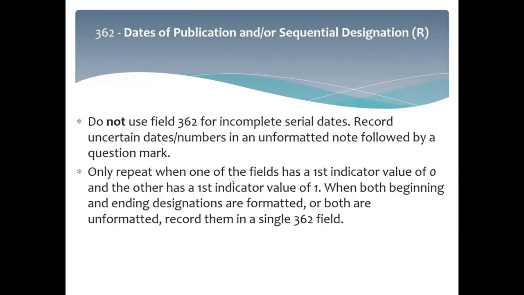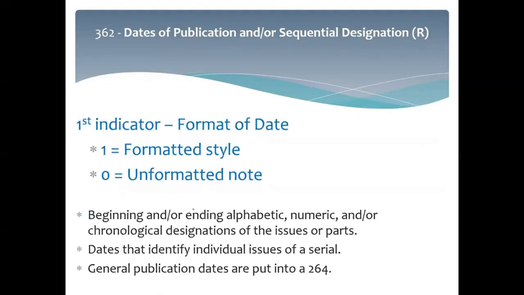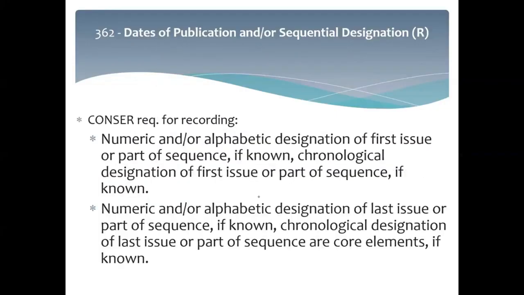Only repeat when one of the fields has a first indicator value of 0 and the other has a 1. So you're not going to repeat the 362 using the same indicators. The only way you can have two 362s is if you have one that's a 1 and one that's a 0. A CONSER requirement for recording is that you're going to use the numeric or alphabetic designation of the first issue, if known, or the chronological designation of the first issue, if known. So you're going to use what you have, if known.